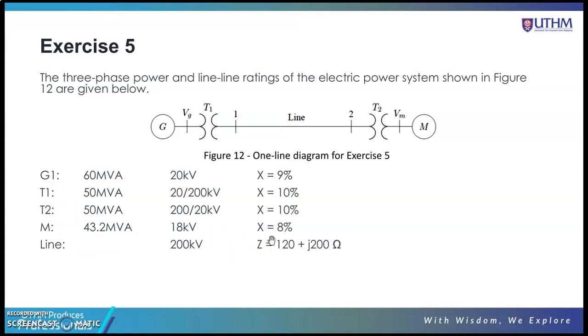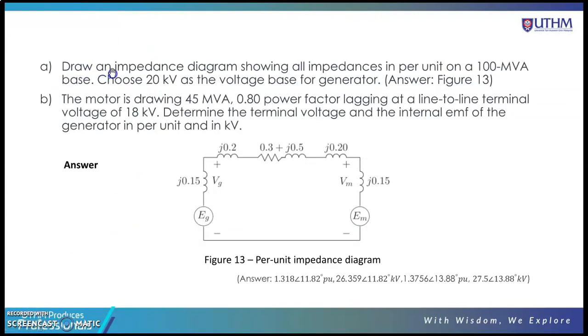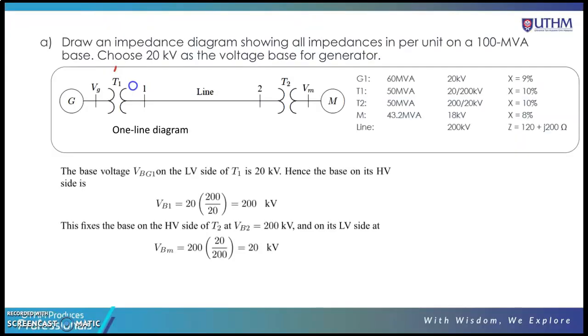So the question is, you need to draw an impedance diagram showing all the impedances in per unit, on a 100 MVA base. Then you need to choose 20 kilovolt as the base voltage for the generator. Question A.